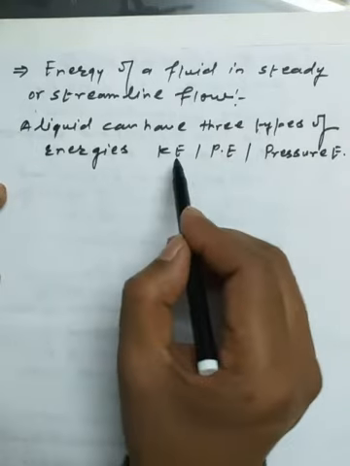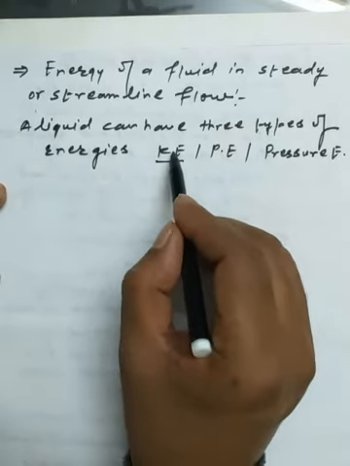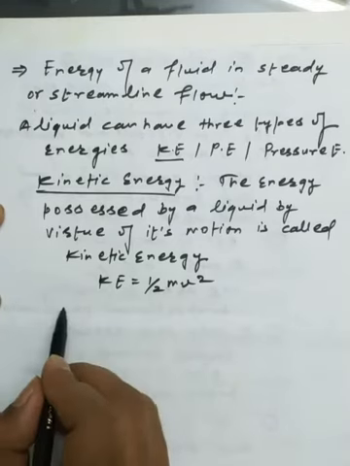Here I am discussing only three types of energies: the kinetic energy, potential energy, and the pressure energy. These energies we can represent per unit mass, per unit volume, and per unit weight, or whichever concept we use in the different applications. I am making the simplest formula, that is half mv square. So what actually is it?